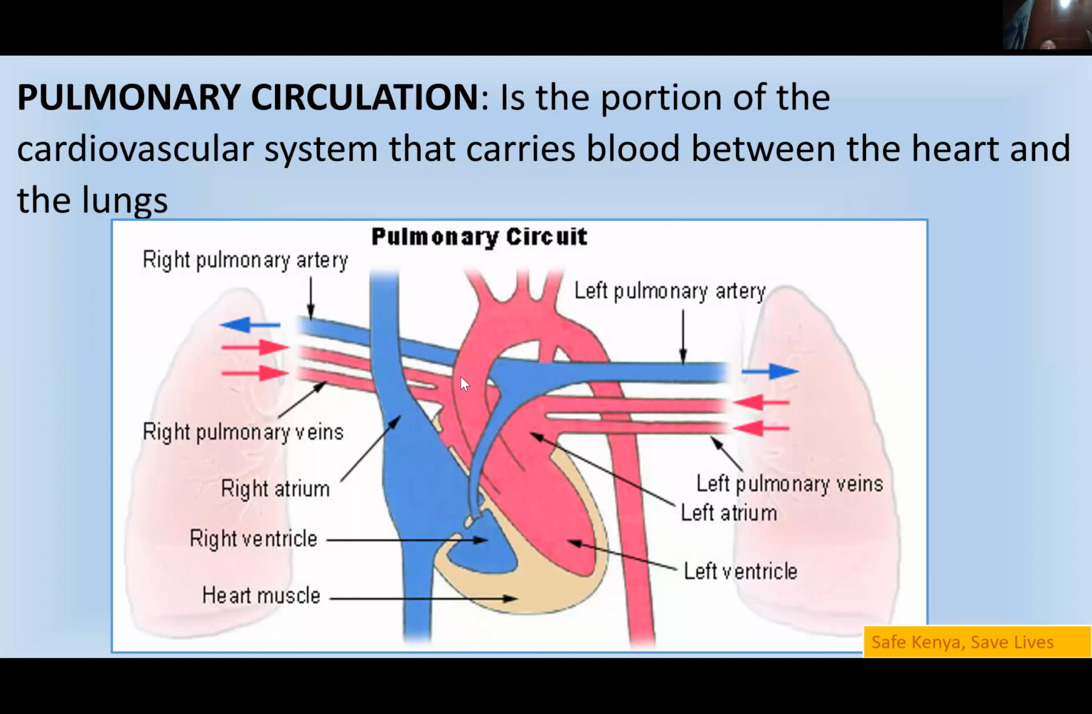It's the portion of the cardiovascular system that carries blood between the heart and the lungs. Just like I mentioned in the last slide, you have your right side and your left side. The right side takes the blood, pumping it down into the right atrium, down into the right ventricle, then it's going into your lungs, gets oxygenated, comes out of your lungs, goes into the left atrium, down to your left ventricle, goes out, and oxygenates the rest of your body.